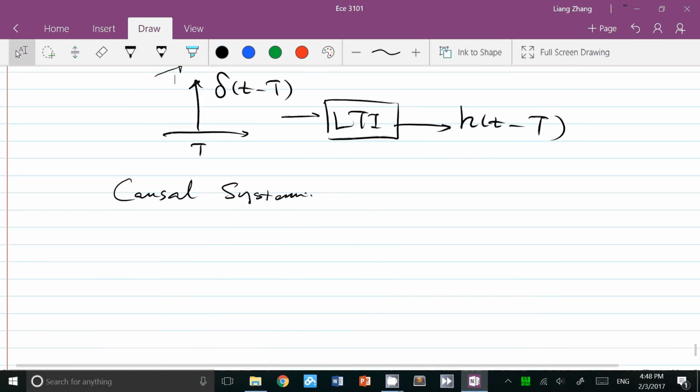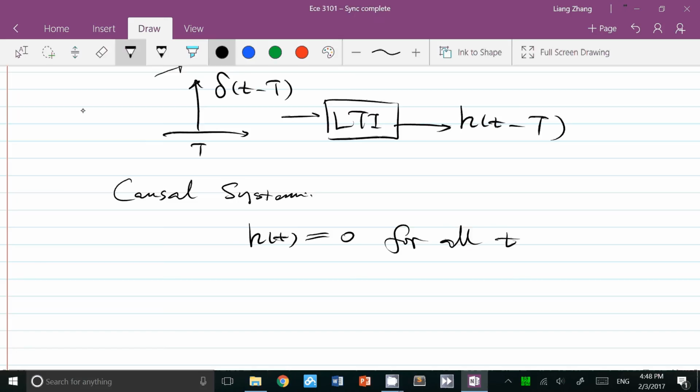So if you're looking at a causal system, h of t should remain 0 for all negative time, meaning before the spike appears, the system should remain quiet. It shouldn't respond at all. If this is violated, then the system is non-causal. Okay, this is by looking at h of t and figuring out what happens. So this is causality.